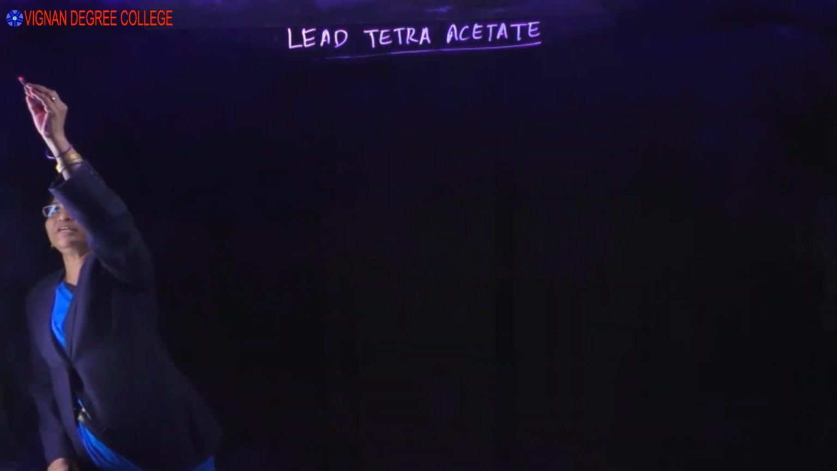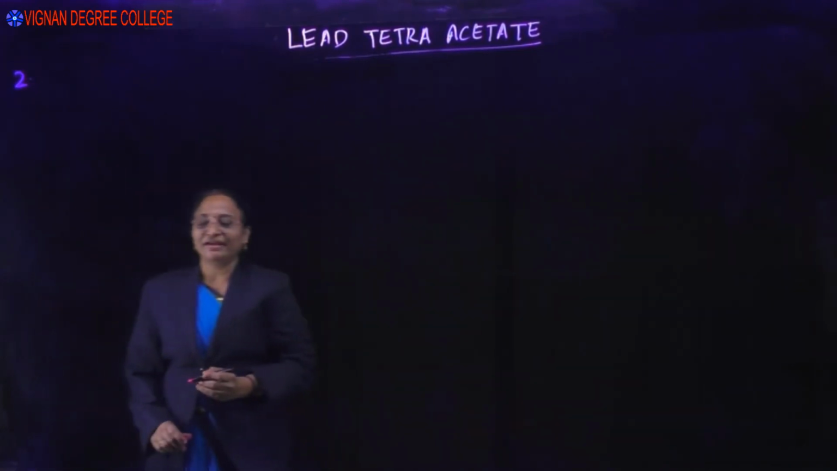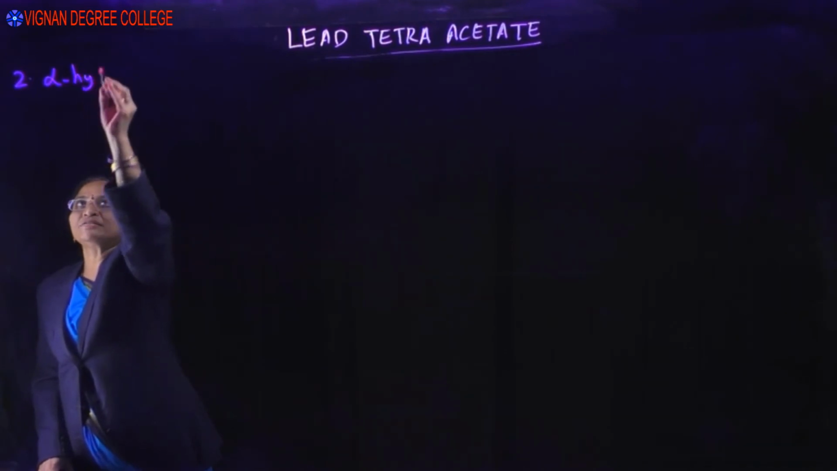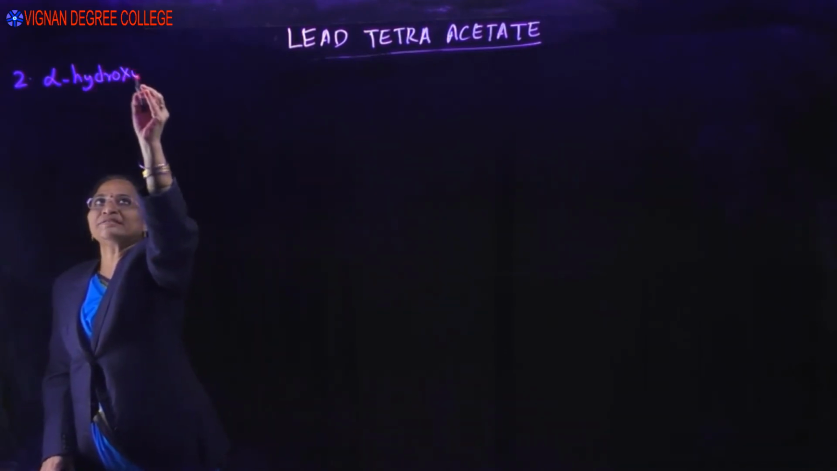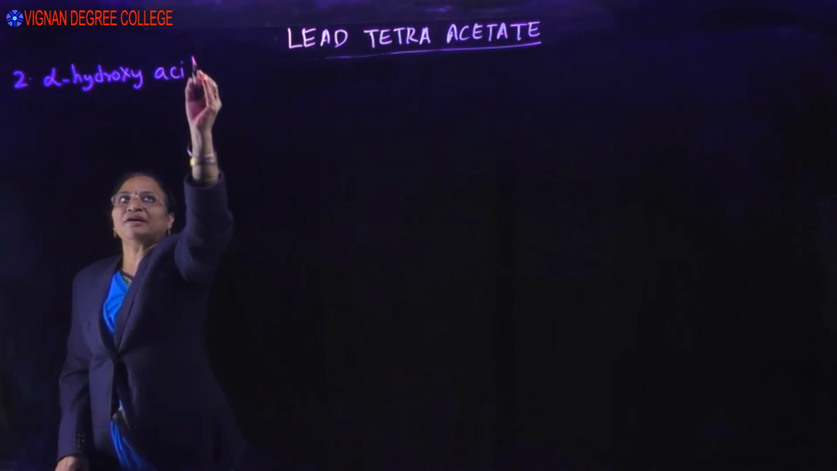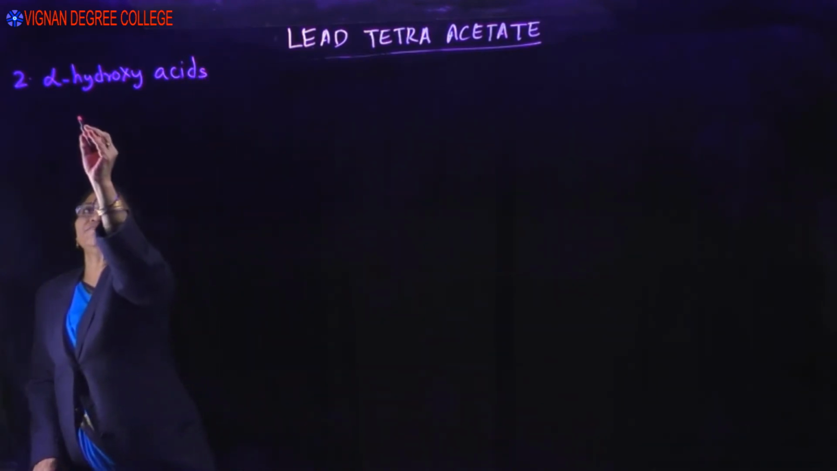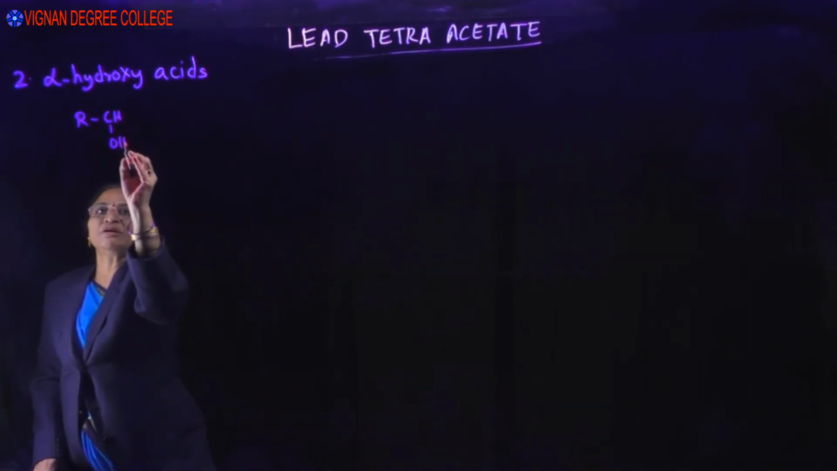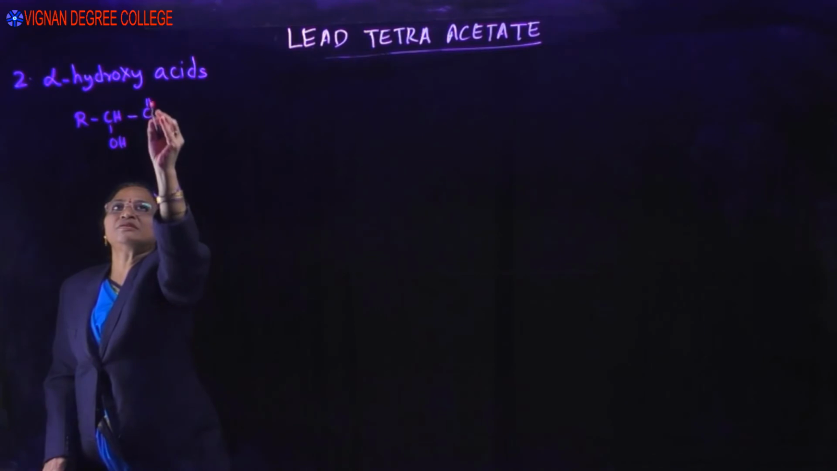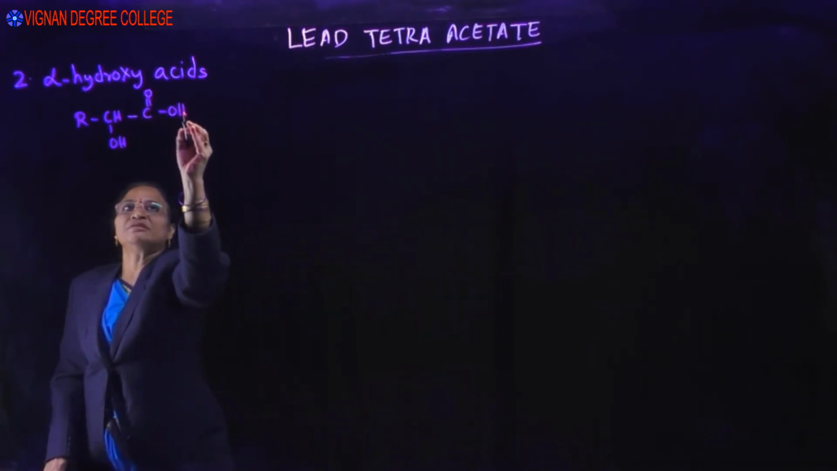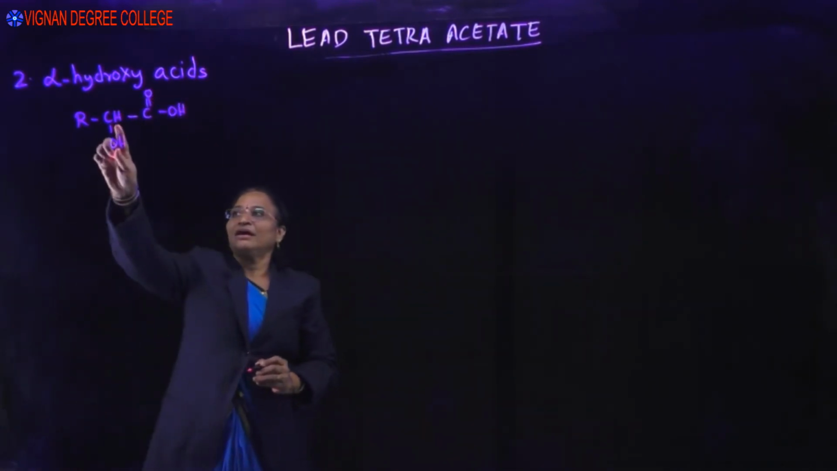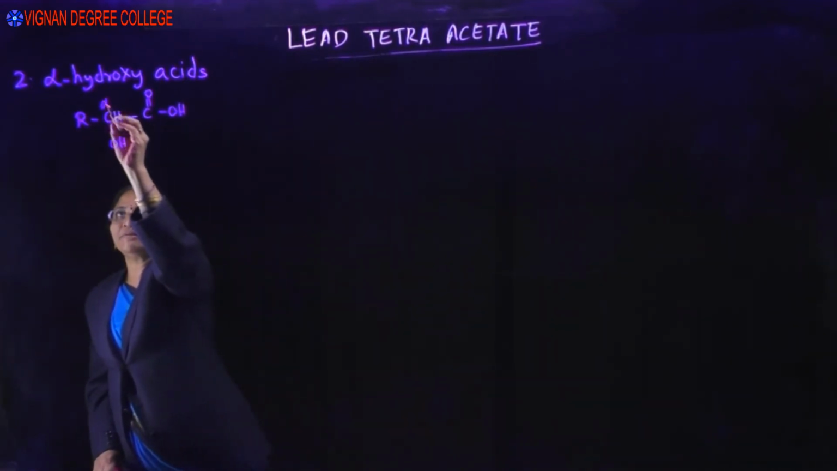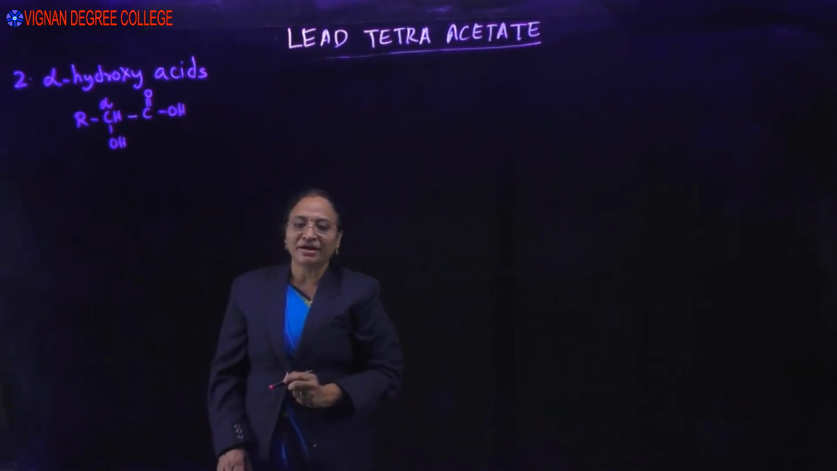So the next oxidation that can take place with lead tetraacetate is oxidation of alpha hydroxy acids. Say for example, if I take RCHOH C double bond OH, this can be called as alpha hydroxy acid because it contains hydroxy group at alpha carbon atom. Therefore, it is called as alpha hydroxy acids.